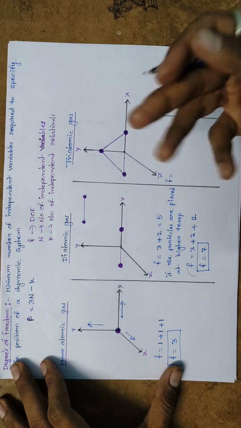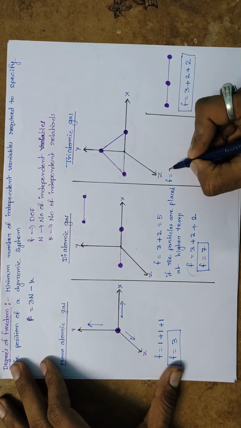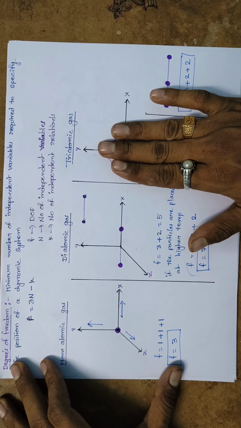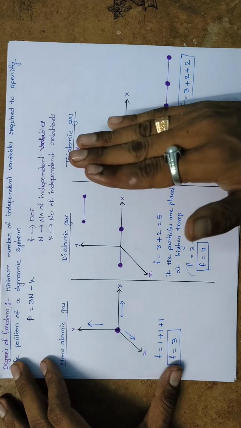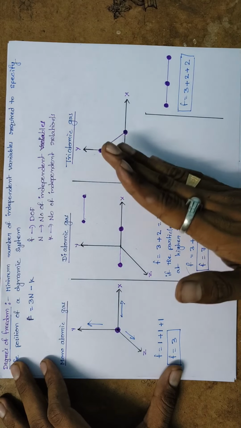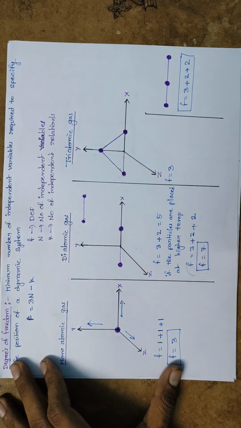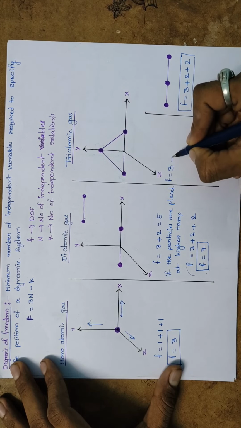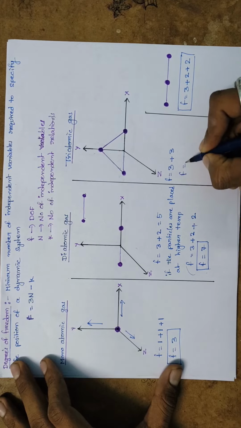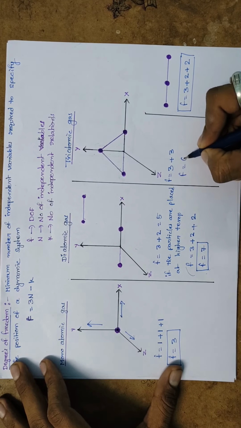So there are three possible ways. Three translational motions means 3 degrees of freedom. At the same time, these three particles will rotate along y-axis direction like this, along x-axis direction like this, and along z-axis direction also. So therefore 3 rotational degrees of freedom are also possible. The net degree of freedom means 3 plus 3 is equal to 6.